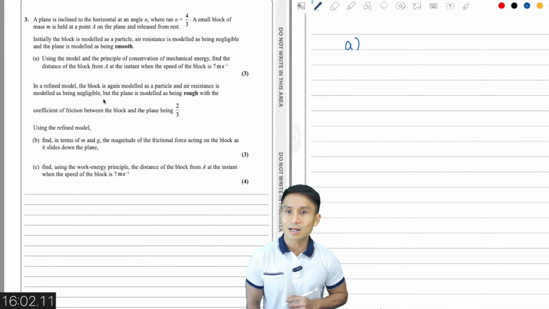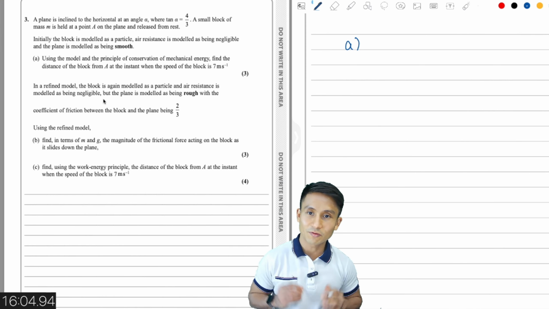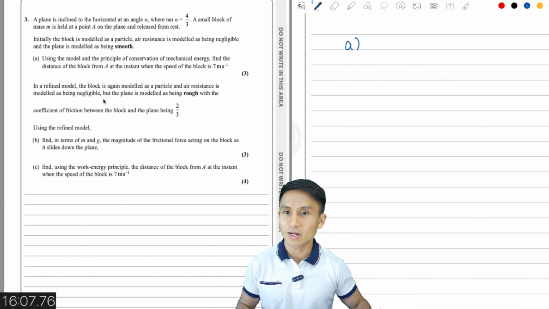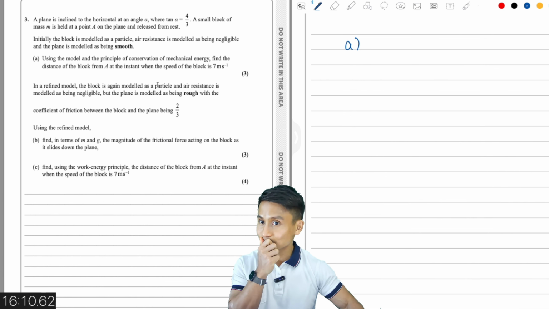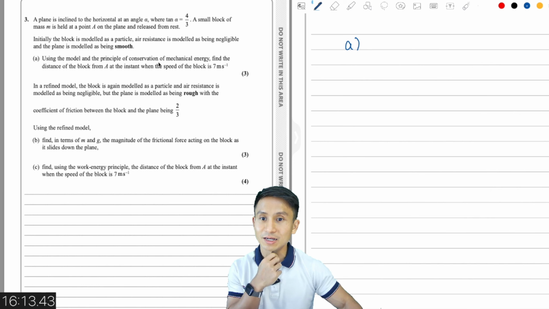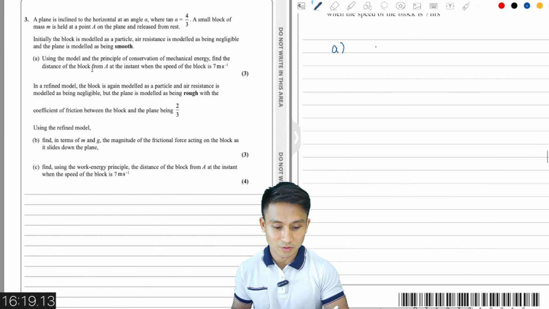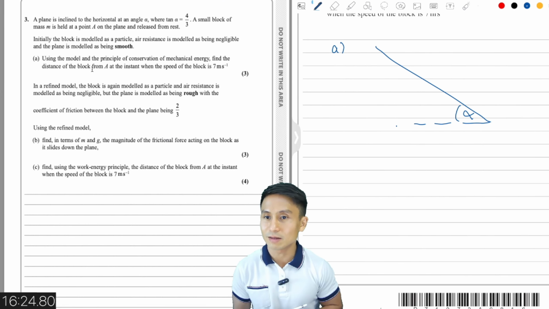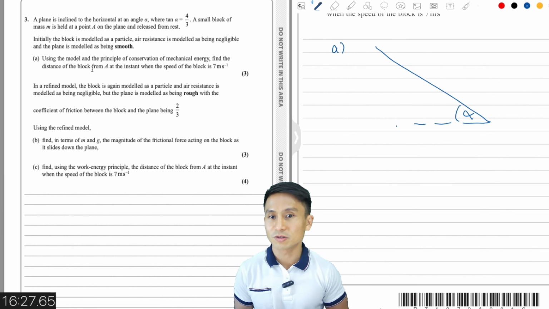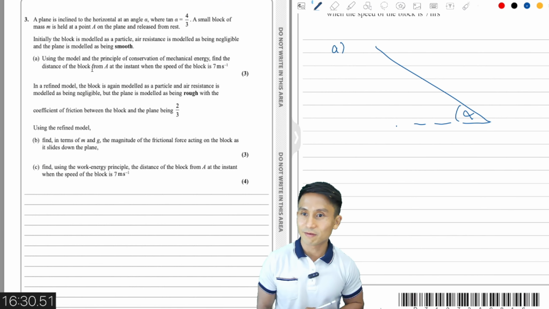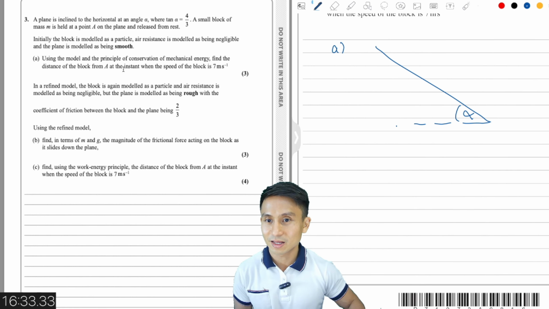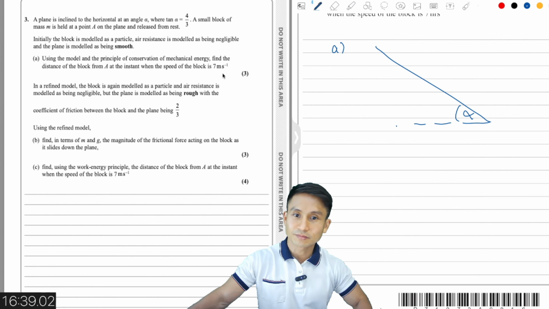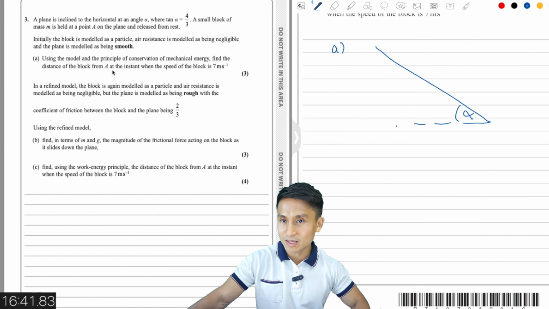Okay. A plane is inclined to the horizontal at an angle alpha, where tan alpha is that. A small block of mass m is held at the point A on the plane and released from rest. Initially, the block is modeled as a particle, air resistance negligible, and the plane is modeled as being smooth. Right, so a plane, and inclined at alpha, again, inclined plane. Using the model and the principle of conservation of mechanical energy, very good, find the distance of the block from A at the instant when the speed of the block is 7.